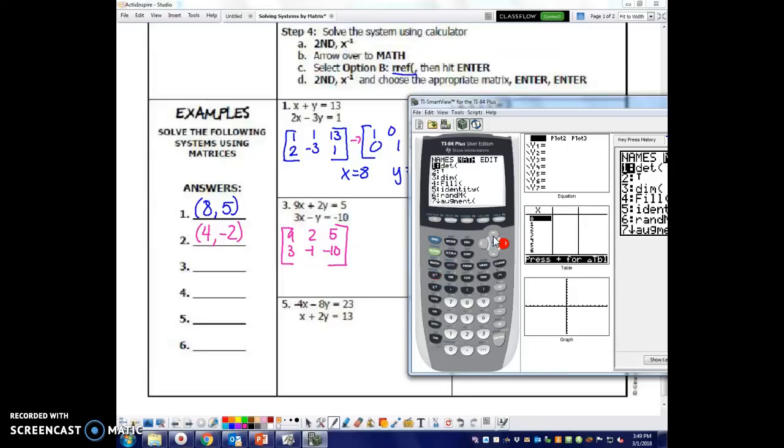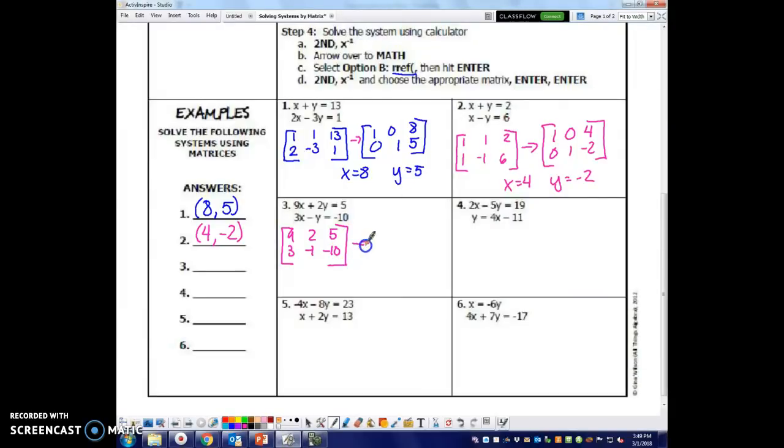Back into matrix. Over to math. RREF. Matrix again. Pick A. 1, 0, -1, 0, 1, 7. X is -1 and Y is 7. So we have -1, 7. Not too hard, huh? So let's do number 4.